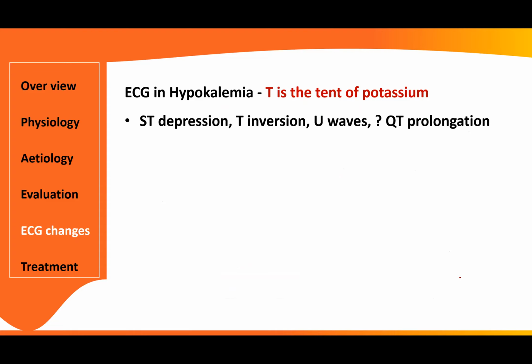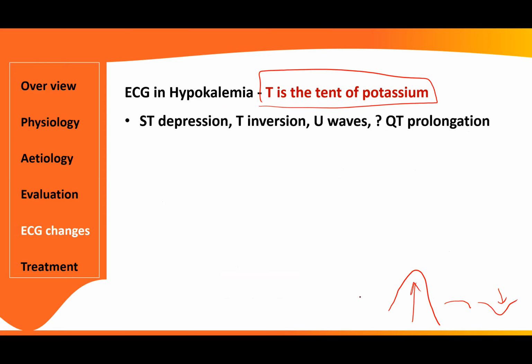Okay. Now, what are the ECG changes? Here, T is the 10th house of potassium. Meaning, if the T is more, the 10th will be bigger. If the T is less, the 10th will be flatter and maybe even inverted. T is the 10th house of potassium. Hyperkalemia, hyperacute T waves; hypokalemia, flat or inverted T waves. What are the things that happen? ST depression, T inversion, U wave, and QT prolongation.